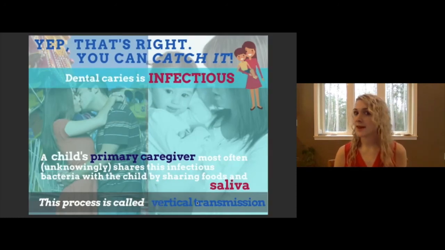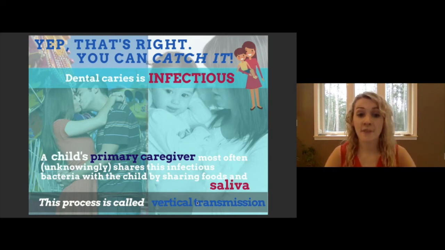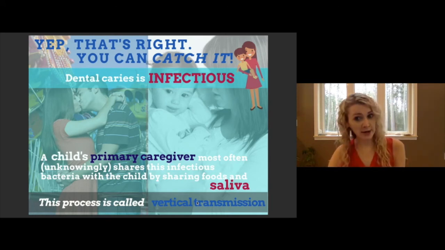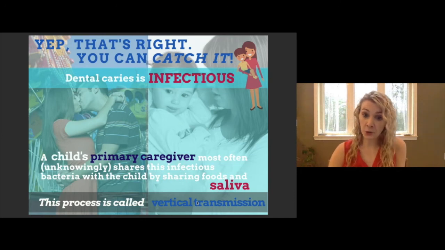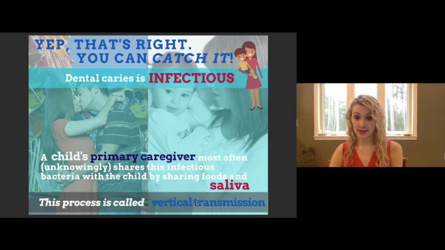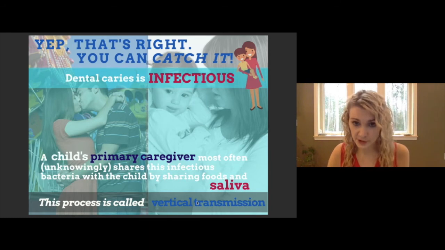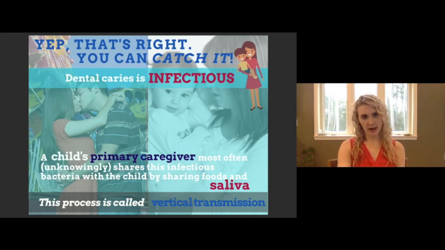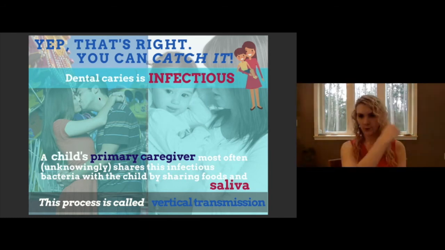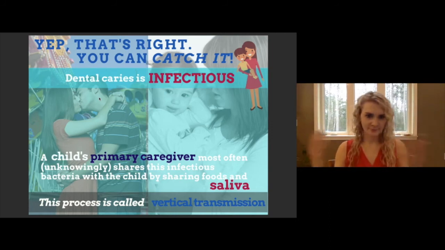And yep, that's right, you can catch it. Dental caries is infectious. A child's primary caregiver, most often unknowingly, shares this infectious bacteria with the child by sharing foods and saliva. This process is called vertical transmission. However, as you can see by this picture over here, there are other ways in which one can get the bacteria to create cavities. Yep, that's right. Be careful who you kiss.